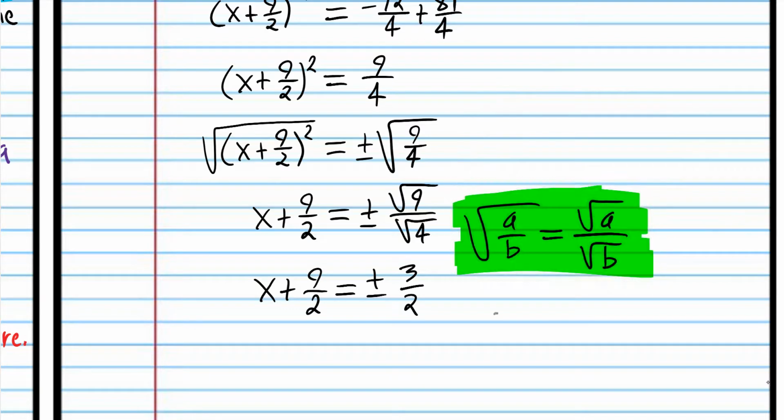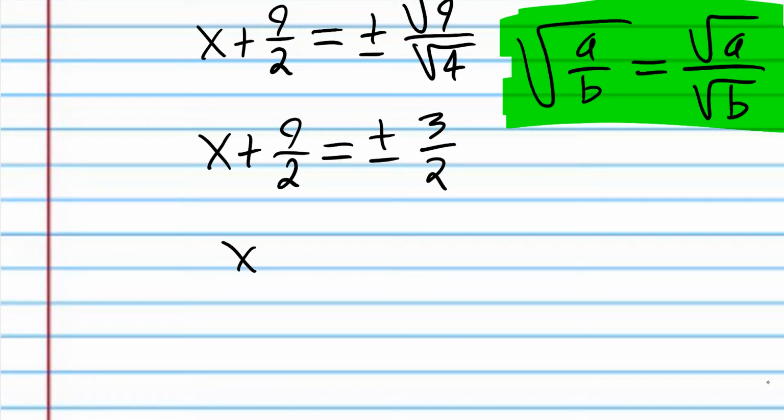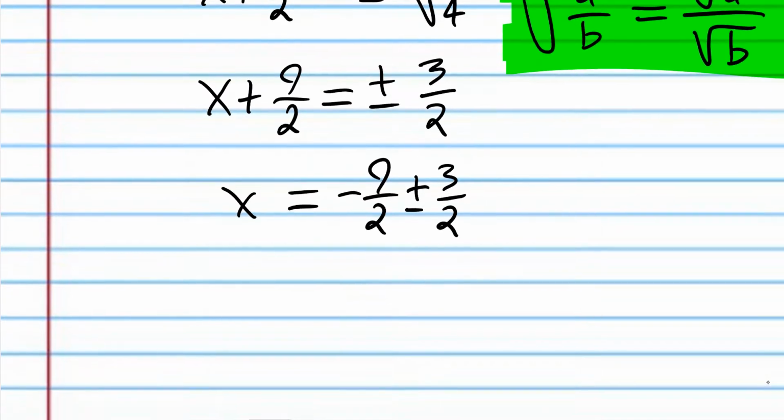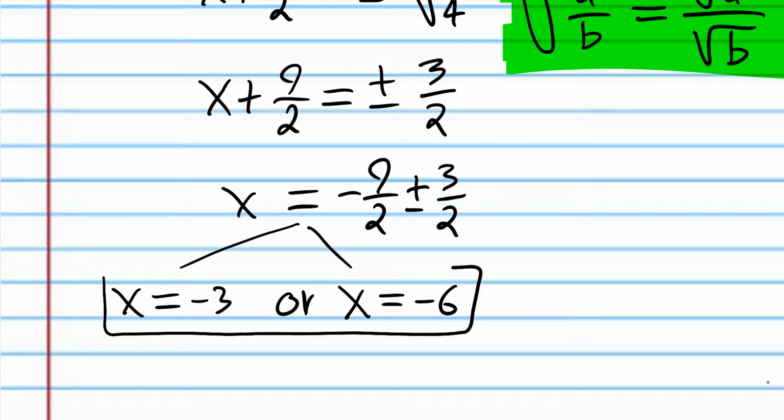So now we're just going to isolate x, subtract 9/2 from both sides, and one answer is going to be negative 9/2 plus 3/2, which is negative 6/2, which gives us negative 3. And the other answer is going to be negative 9/2 minus 3/2, which gives us negative 12/2, which is negative 6. And those are the 2 answers.